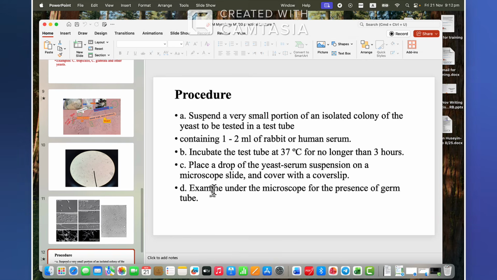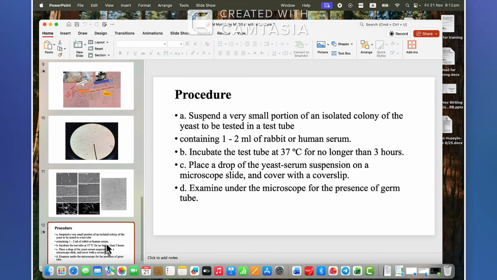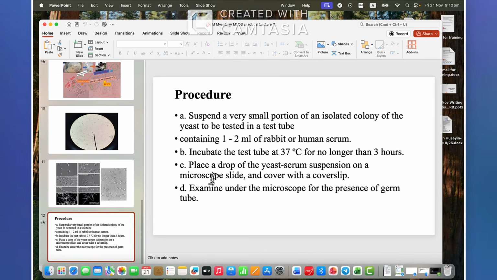I think we did 2 types or 2 species. One is Candida albicans, which is positive, and the others are negative. I mean, the other species like tropicalis, glabrata, or krusei. This is about the procedure. Of course, it's very easy. So I'm going to show you the video as well. You will find the video and the sample procedure, and then under the microscope how it will appear.